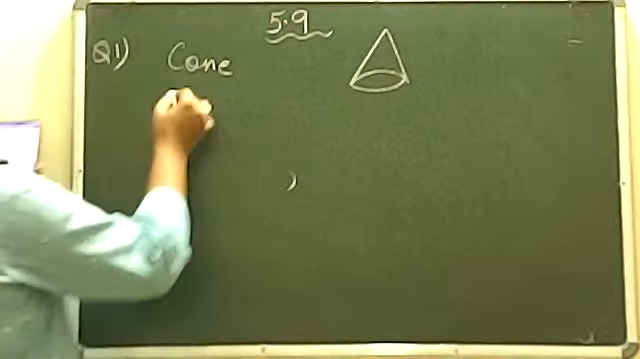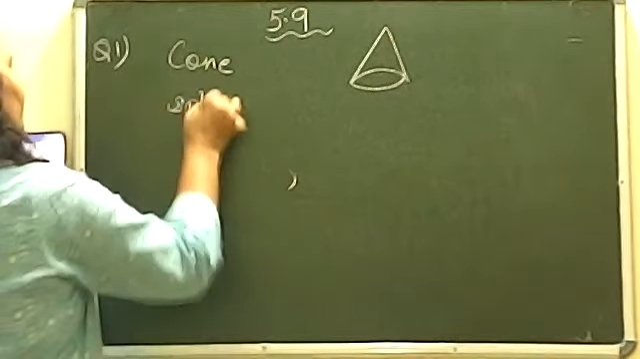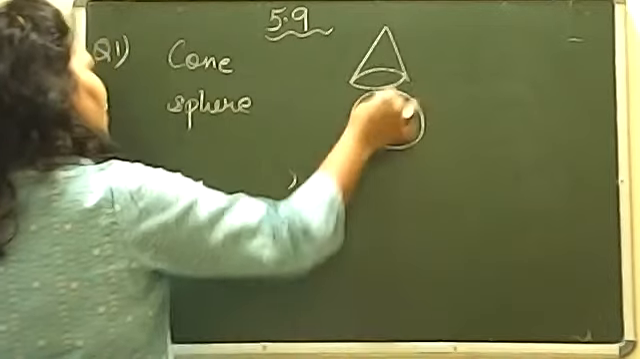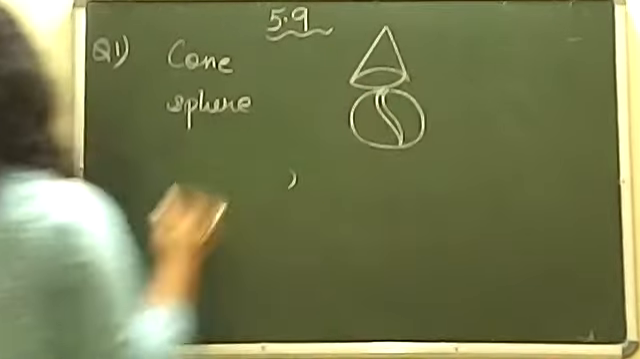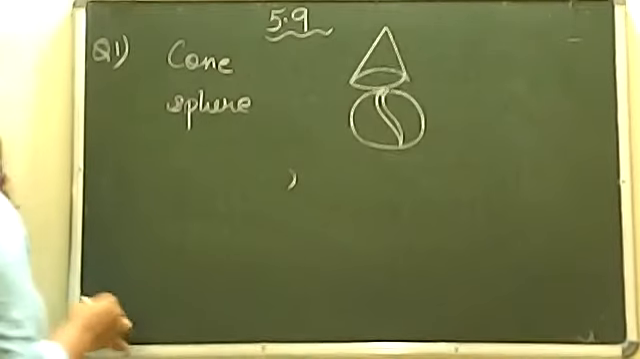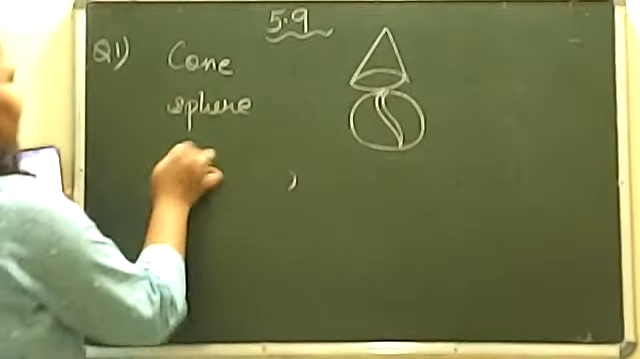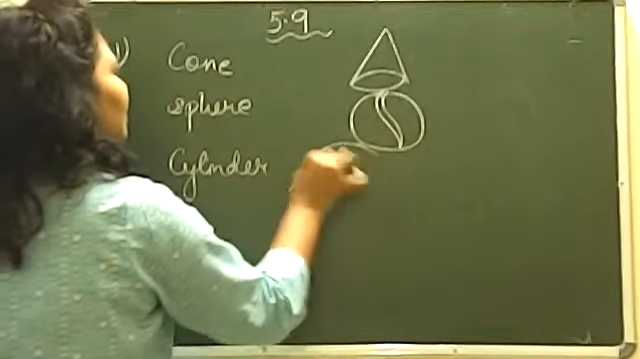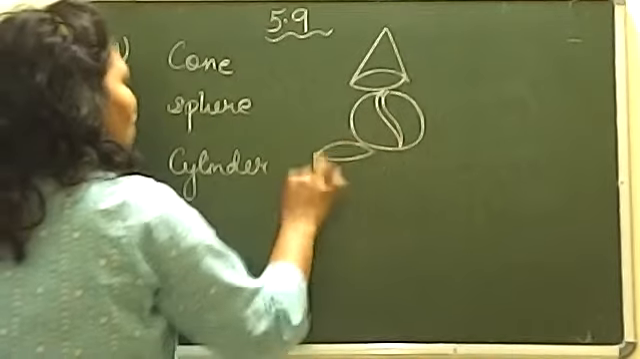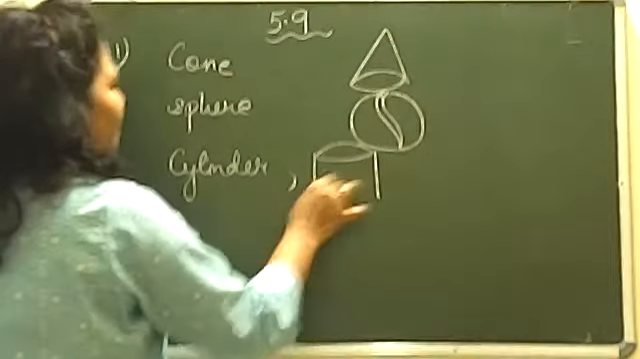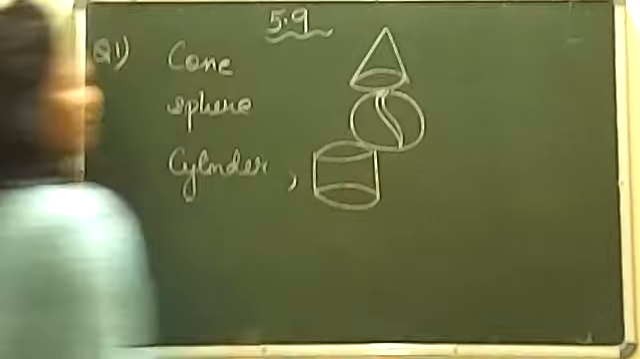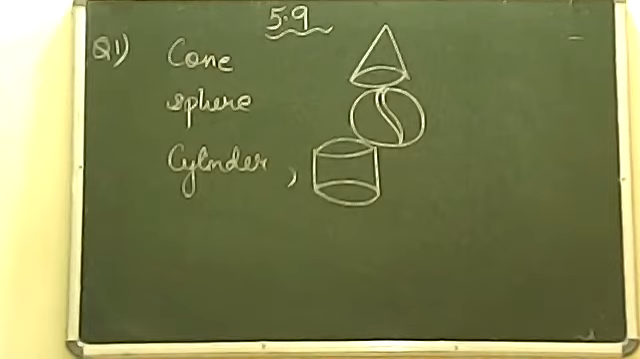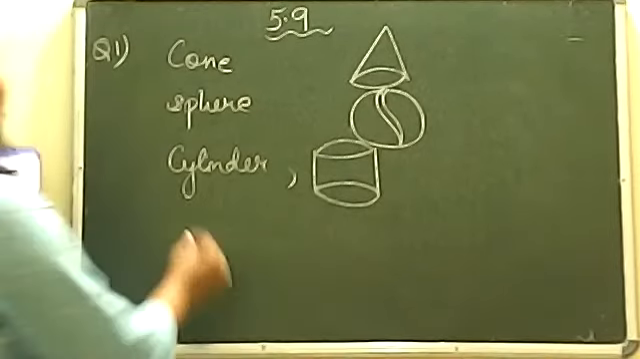Question number 2, sphere. Sphere like laddu, you can have watermelon, you can have orange. These all the shapes are of sphere only, beta. After sphere, you have cylinder. Cylinder, you must have seen the can of ghee, the can of jam. These all are called cylinder shape only, like the glass of water. These all are cylinders.